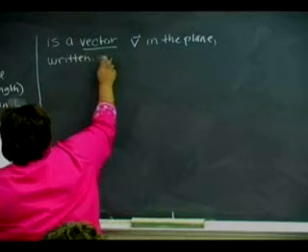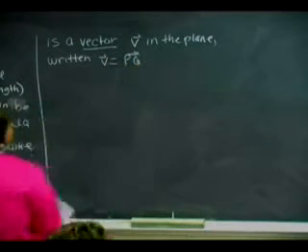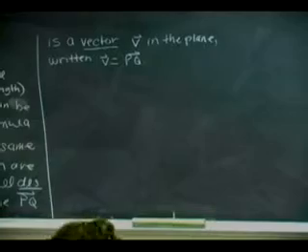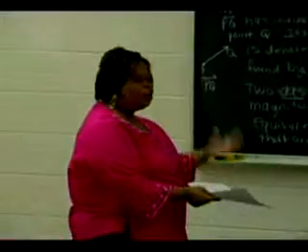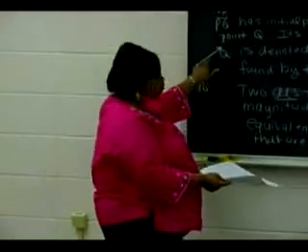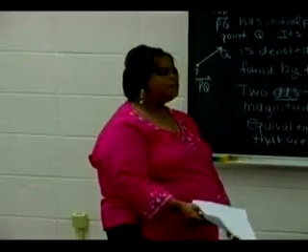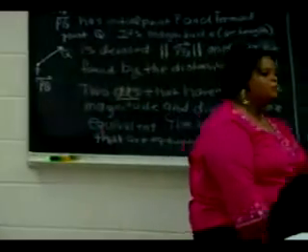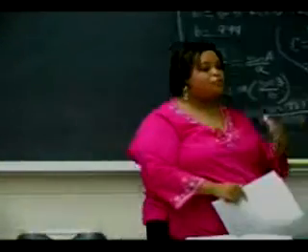Written as V equals PQ. So we said that two directed line segments having the same magnitude and direction are equivalent. But the set of all directed line segments in the plane that are equivalent to this directed line segment forms a vector, okay, and we call that vector V.